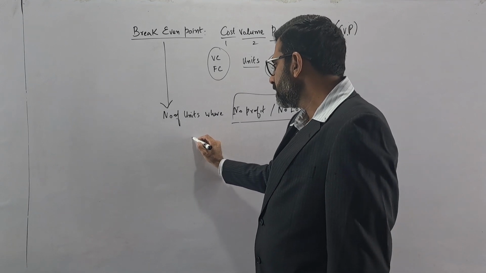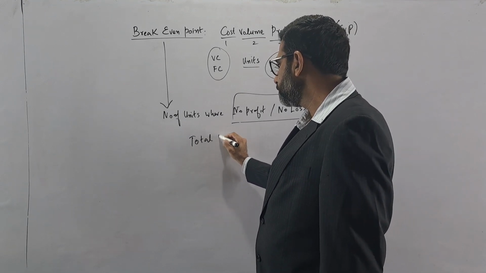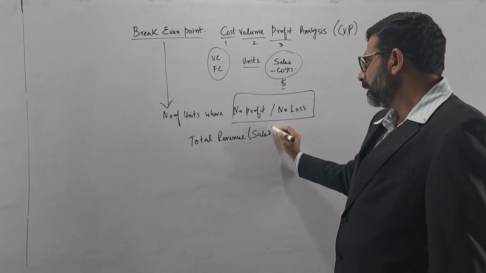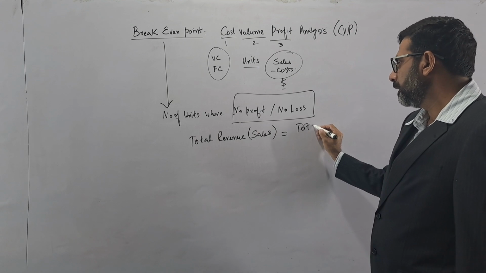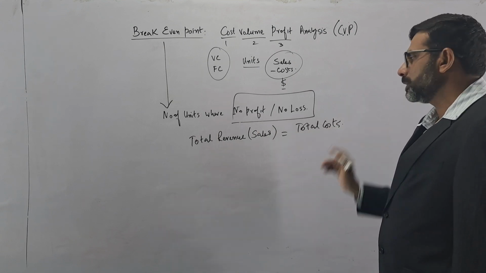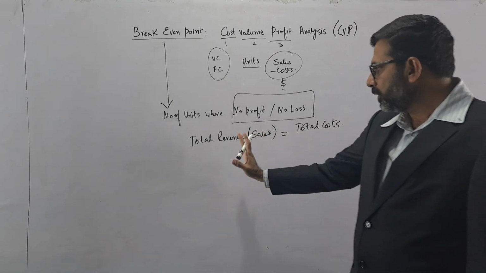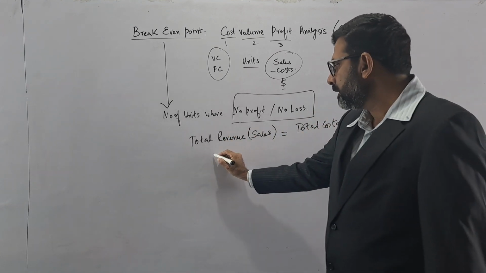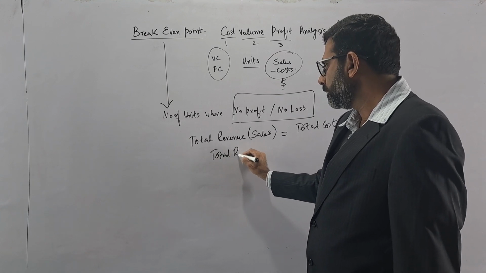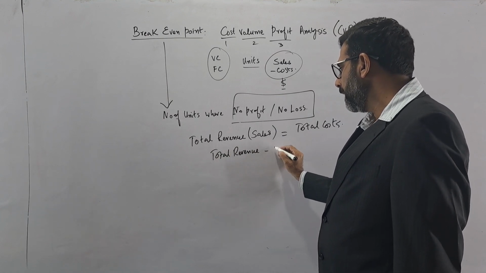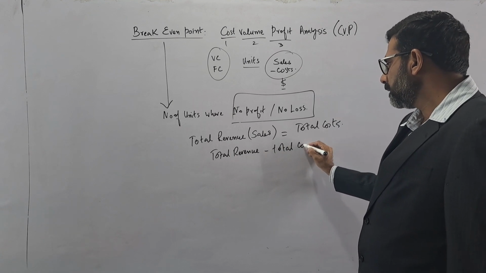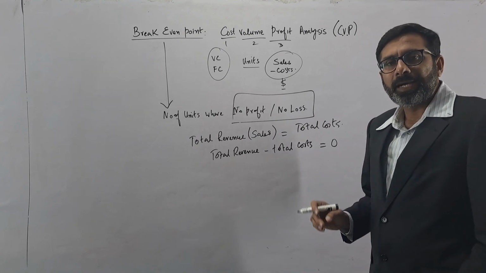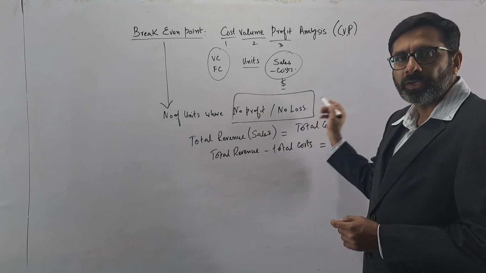In a simple way, we can say that when the total revenue, obviously from the sales, is equal to the total cost. It is a simple equation where the total revenue should be equal to total cost. What does it mean? It means the total revenue minus the total cost, the answer should be 0. Answer should be 0 means no profit, no loss.